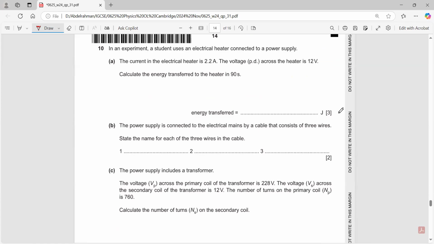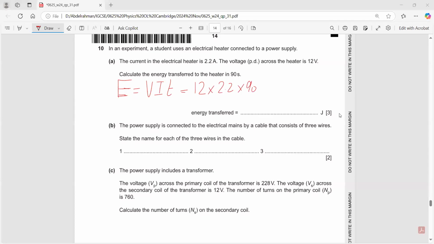In an experiment, a student uses an electrical heater. There is a current of 2.2, the voltage is 12, the time is 90 seconds. Can I find the energy transferred? Energy in circuits is energy equals VIT. So you have the voltage, 12. You have the current, 2.2. You have the time, 90. And it is in seconds, so we are good to go.